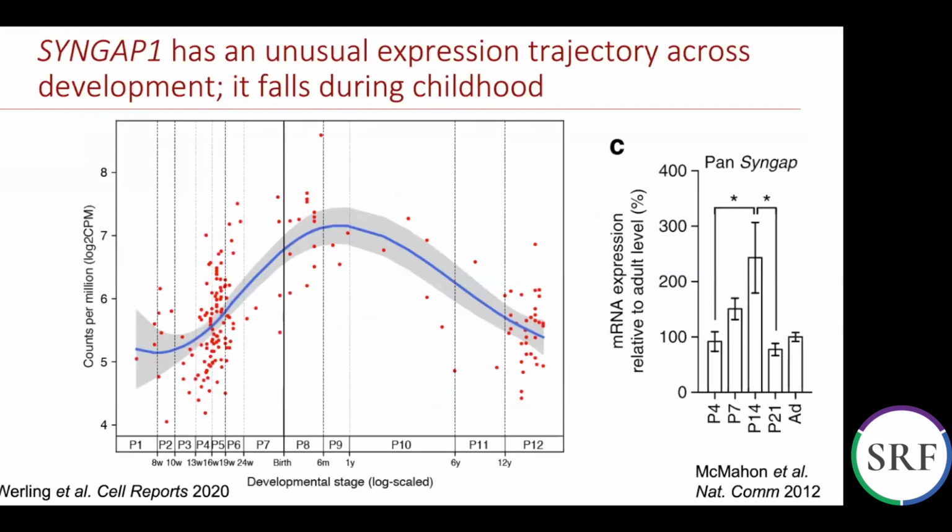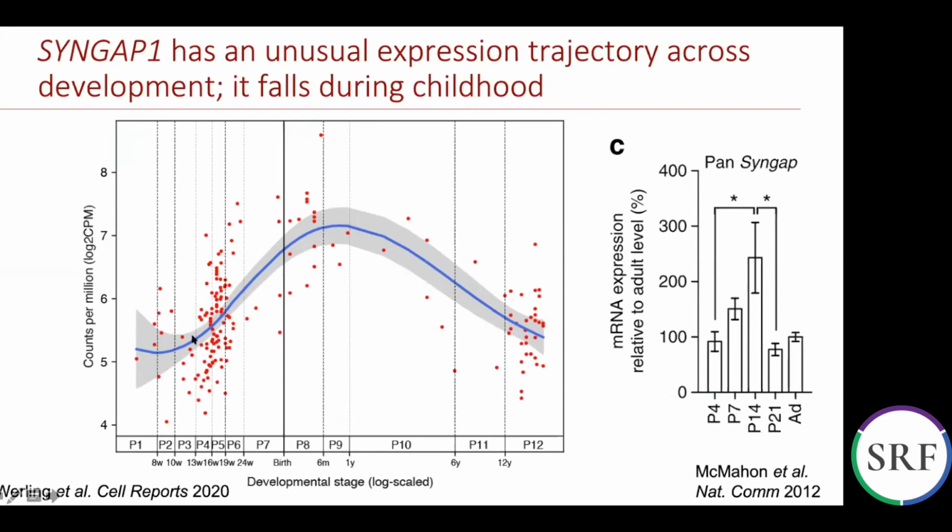So here's the expression of SynGAP1. So we're on the same scale here. Each dot represents a brain sample. The blue line is the best fit line across them. The black line in the middle, the vertical one, that's birth. And on the left, we have fetal development. On the right, we have childhood and early adulthood. The higher the dot is, the more it is expressed in the human cortex at that time.